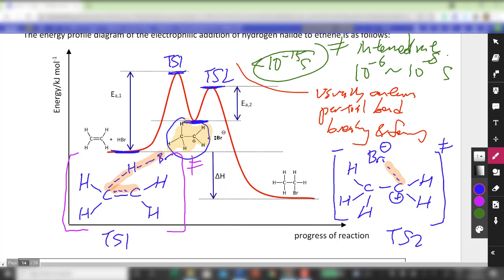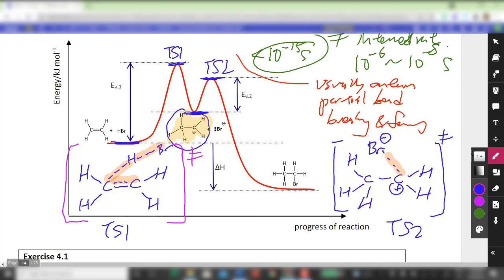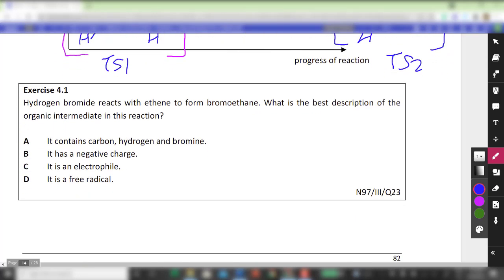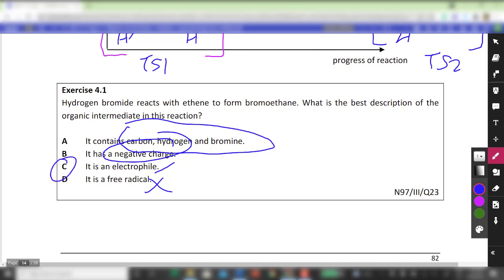Remember I mentioned earlier on, the organic intermediate is actually electron deficient at a carbocationic center. And any electron deficient sites, what do we call them? We call them an electrophile, right? Okay, this is the electrophile. It cannot be a free radical because there are no unpaired electrons. It doesn't contain carbon, hydrogen, and bromine because the bromide has yet to attack the electron deficient carbon, and there's no negative charge because the carbocationic center is positively charged. Okay, so the only answer here you can give will be C.